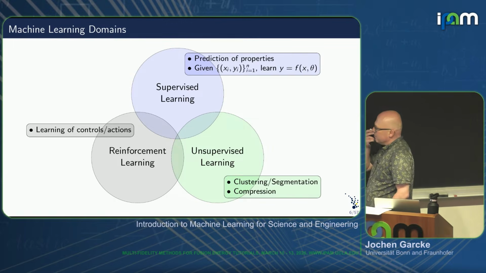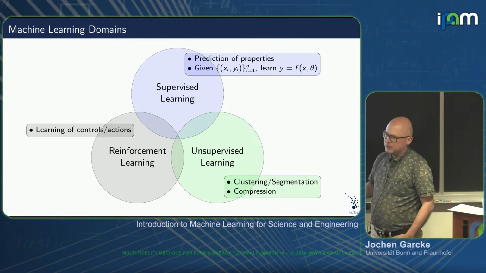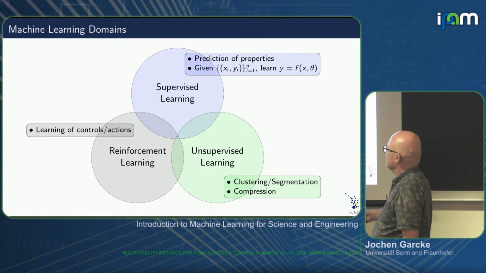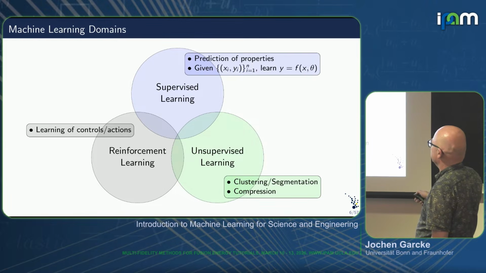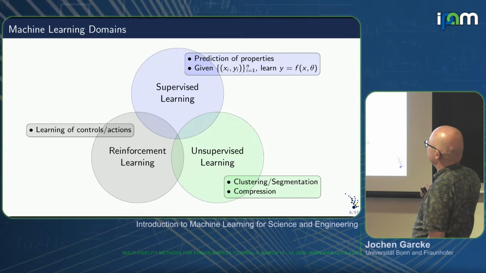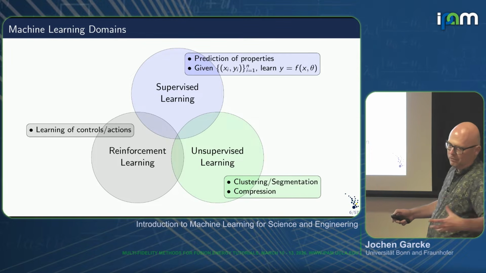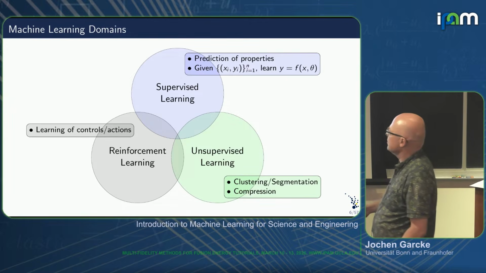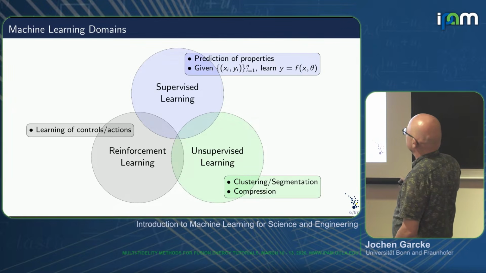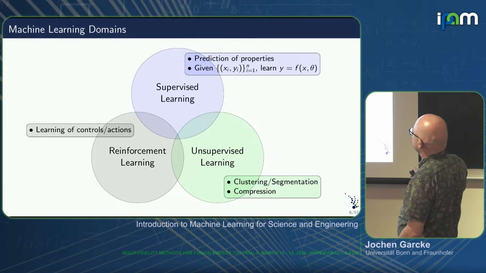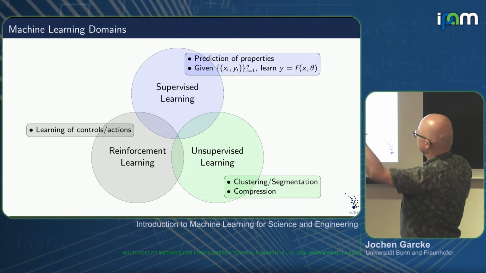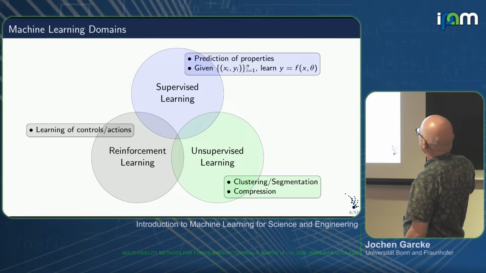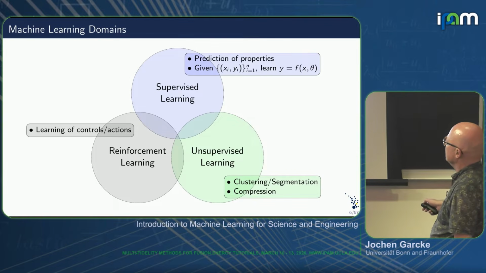In machine learning, one usually talks about three domains. The most common one is supervised learning, the prediction of properties. In our sense, what we thought of as surrogate modeling of numerical simulation would be supervised learning. I have some data points, coordinates, and a function value, and I want to learn this functional relation between x and y, maybe worrying about some parameters or noise.